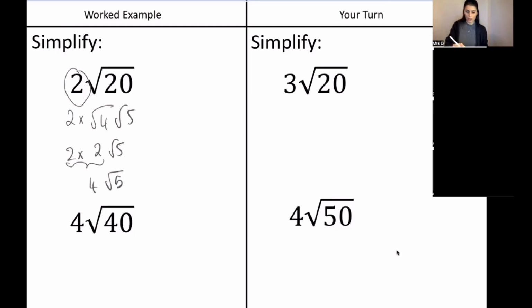And 4 root 40, so you've got the 4 still, and we know that root 40 can be broken down to 4 times 10. So root 4 times root 10. So you've got 4 times 2 root 10, which gives you 8 root 10. Okay, can you have a go at the 2 on the right-hand side, please?